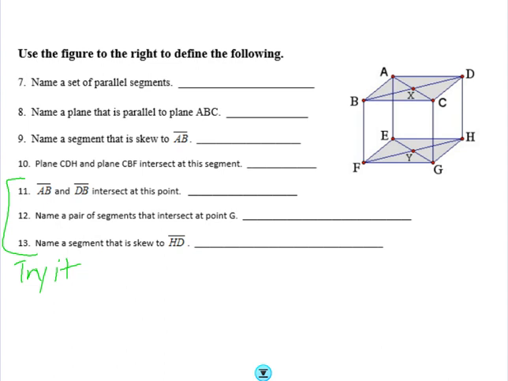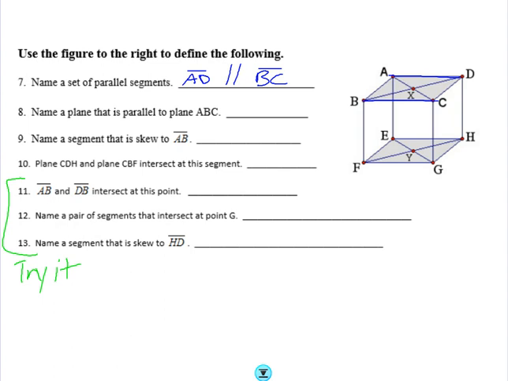So I want to remind you that answers are going to vary here. There's lots of different answers we can talk about here. Name a set of parallel segments. Parallel segments, I can say AD is parallel, you can use this symbol to indicate parallel, to BC, this and this. Those are parallel segments.